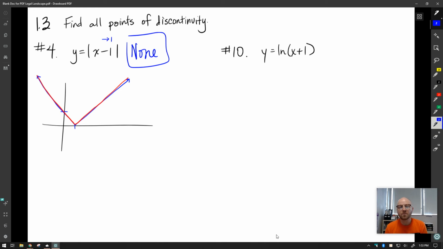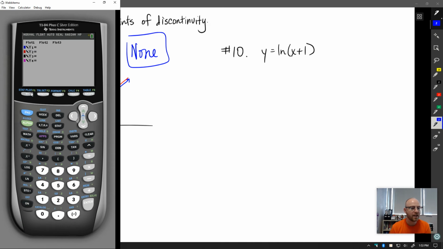Next, let's move to number 10, y equals the absolute value of x plus 1. I am going to go to the graphing calculator for this, and we're going to go natural log of x plus 1 into the y equals screen, and we'll go zoom and 4 for zoom decimal.